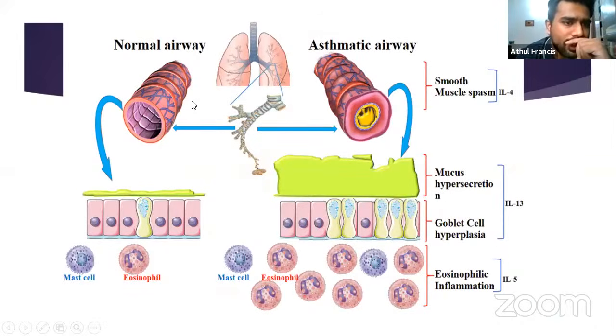This is your normal airway, and this is your asthmatic airway. As we know, there is bronchoconstriction occurring. So as I told initially, there's smooth muscle hypertrophy. That is the first point. If someone asks you what are the major pathogeneses of asthma, you can say it's allergic and non-allergic. What are the various changes which happen in the medium-sized bronchi or in the airway? There is smooth muscle spasm or smooth muscle hypertrophy, mucus hypersecretion, goblet cell hyperplasia, and then eosinophilic inflammation.